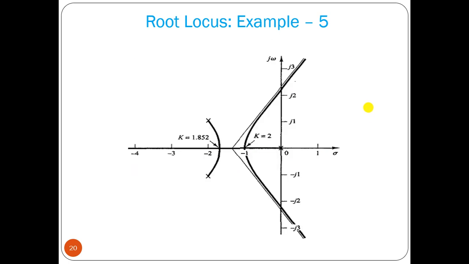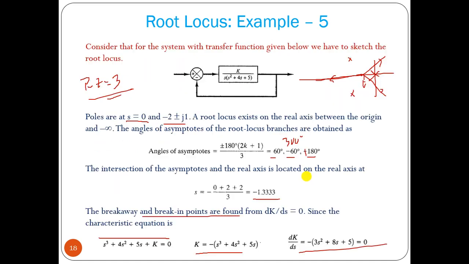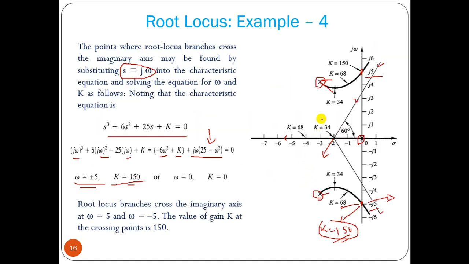That means both points are valid breakaway points, because for both values of s, the K value is positive. So your plot here is not like this. Here we don't have a breakaway point. Now we have breakaway points, that is 2 breakaway points, not only 1 but 2. So it is the same type of problem, we have 1 real pole and 2 complex poles, but the answer is coming different, because of the variation in value.